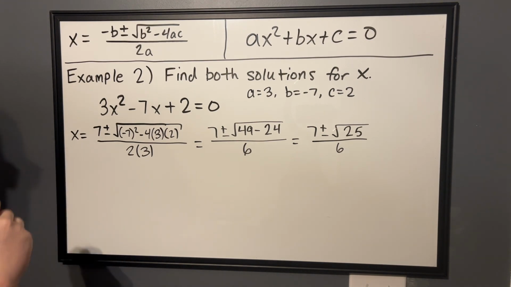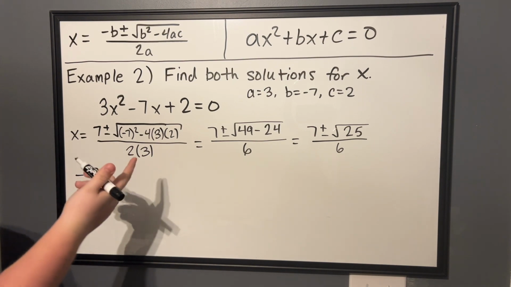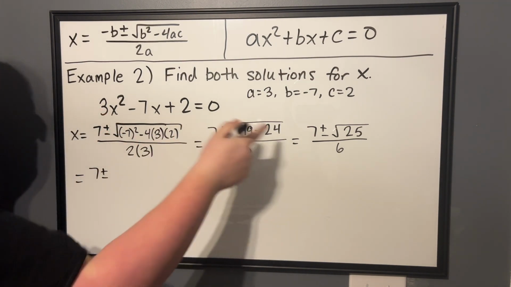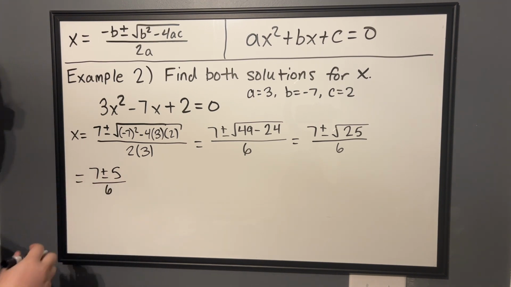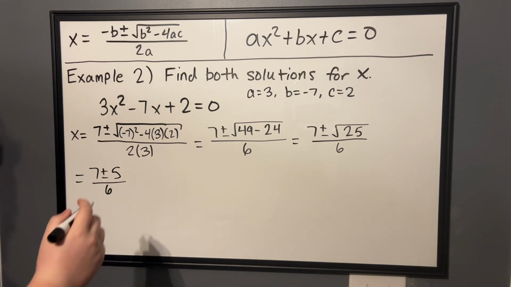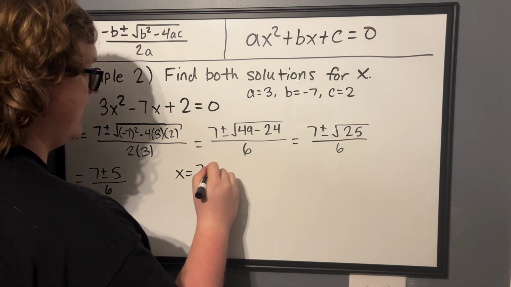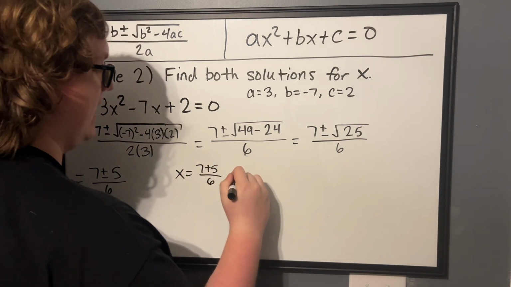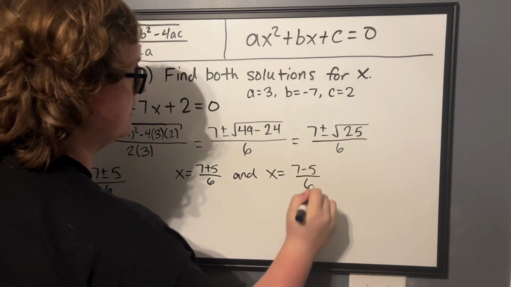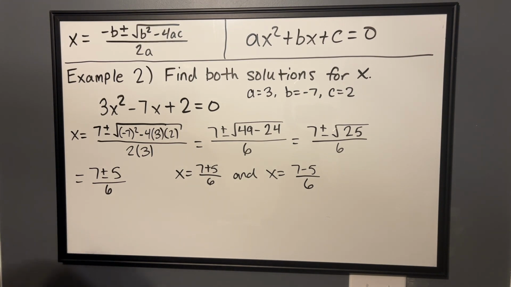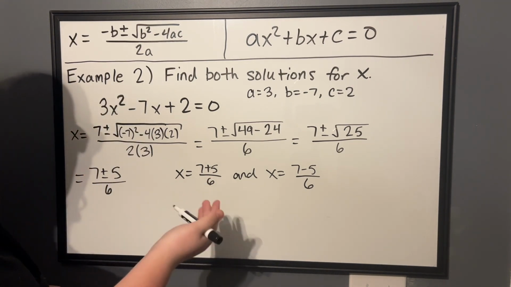And then there's one more thing we can do to simplify, because we're going to get 7 plus or minus the square root of 25, which is actually going to be 5. So 7 plus or minus 5 over 6. So now that means that we have two solutions for x. We have x is equal to 7 plus 5 over 6, and x is equal to 7 minus 5 over 6. Okay, so we can just simplify these, right? We're done whenever we simplify.